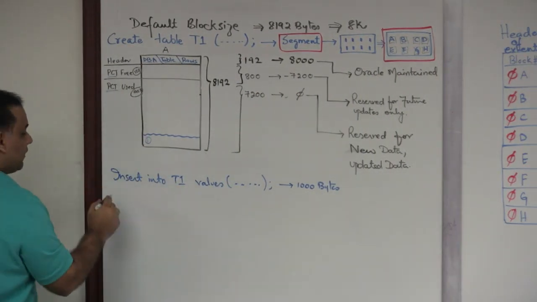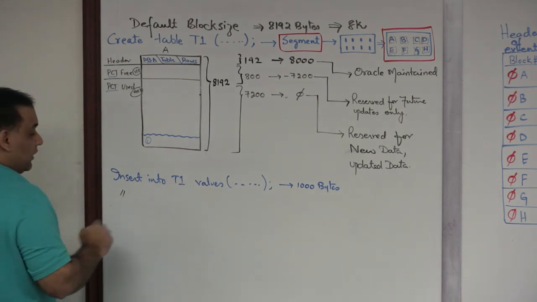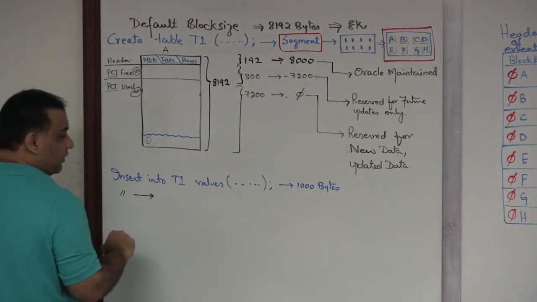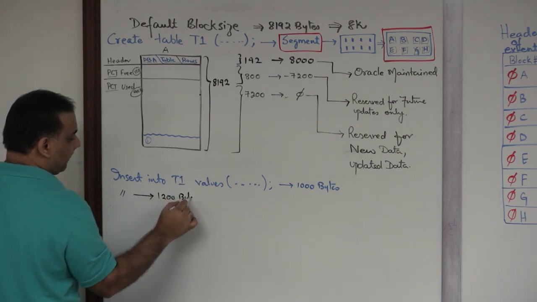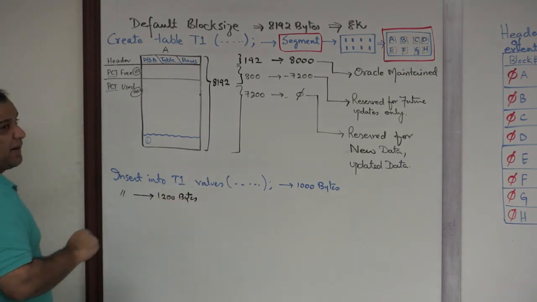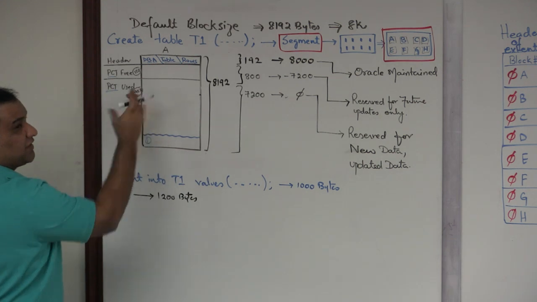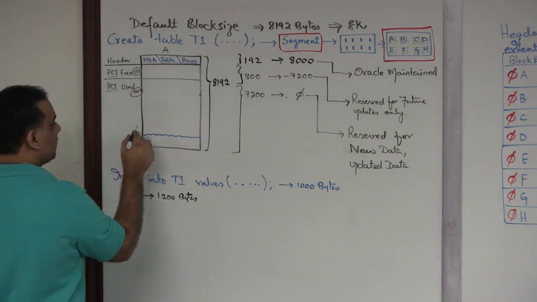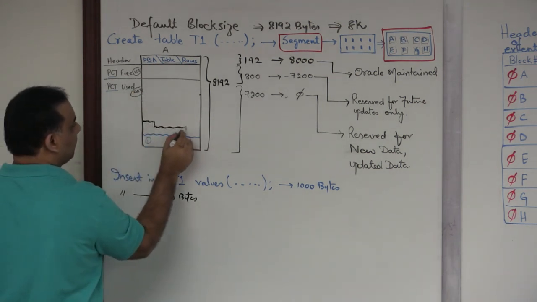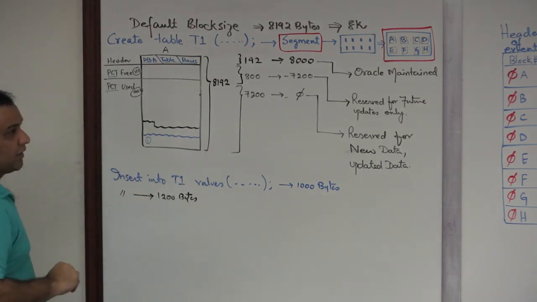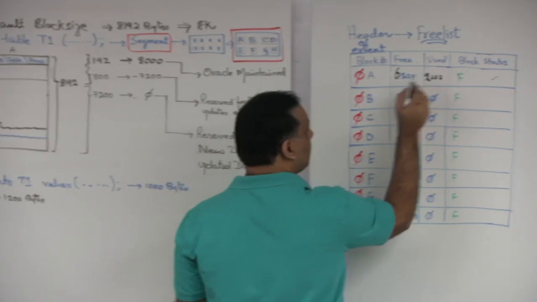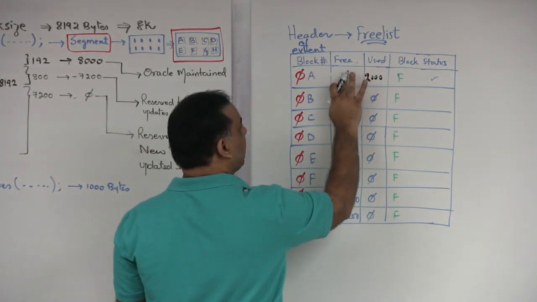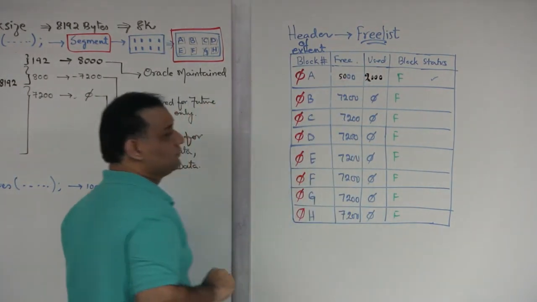Okay. So now the user says, I'm going to insert the second row. When you insert the second row, it requires, let's say, 1200 bytes. Now for the 1200 bytes, again the same thing. Do you think A is still available? Right? So now I have the 1200 being written in here. Now it comes back in the free list. It says the used is 2200. Now the free is about 5000.